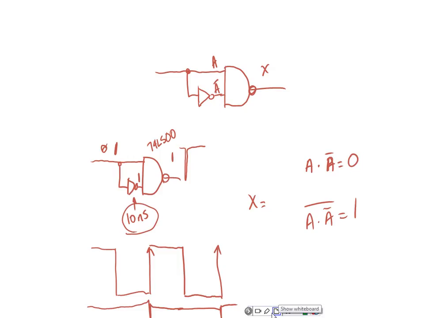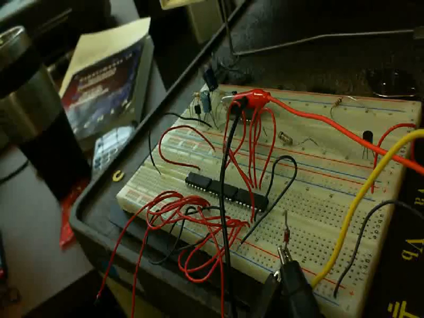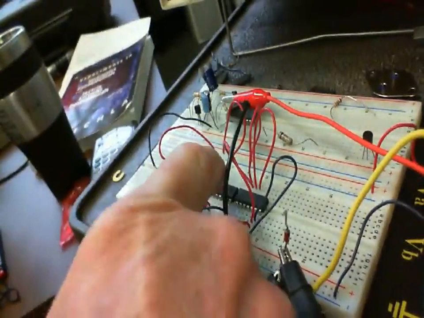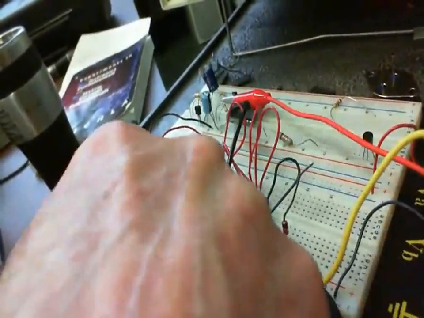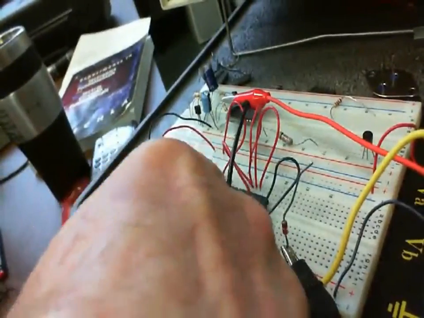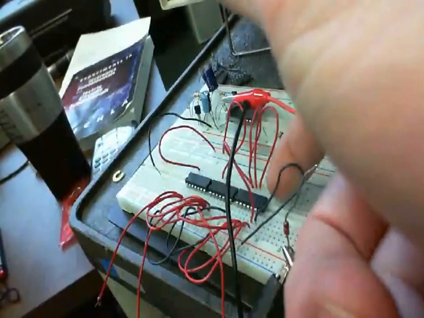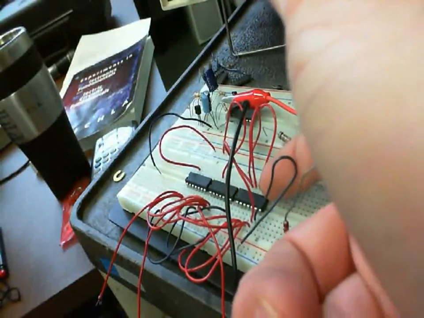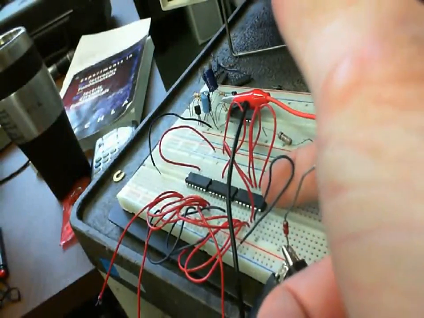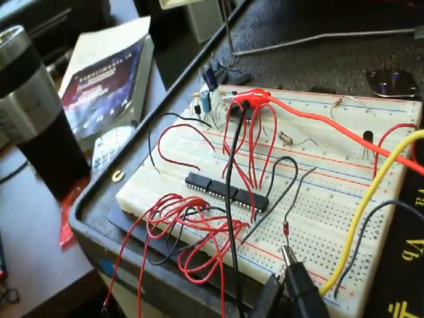So what I have set up here, and I've got more than one inverter to get a little bit of propagation delay, is I got this guy right here. So this is a 7400, and then this is a 74LS00. And then this right here is a 7400, so this has no designator, so this is a standard chip right here. And this right here is a 74LS32. This is a NOR gate. And we'll look at the difference.